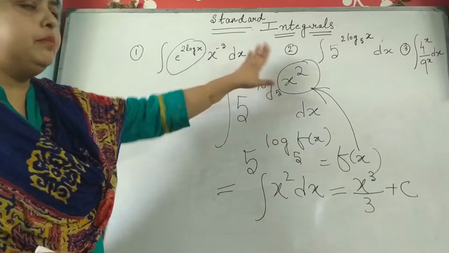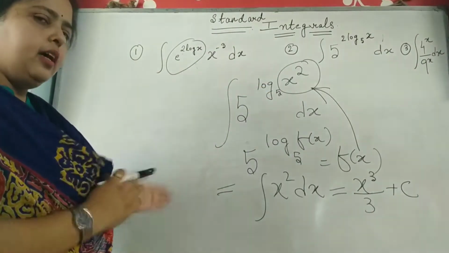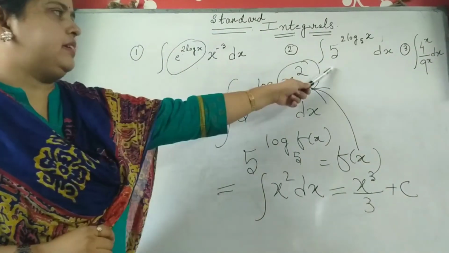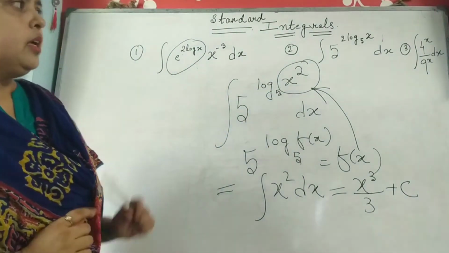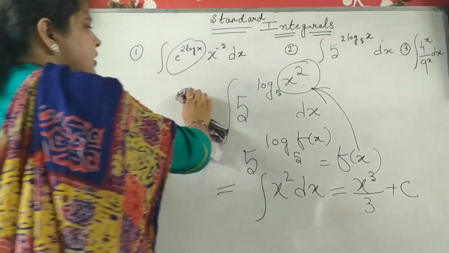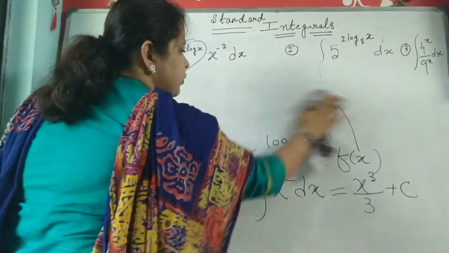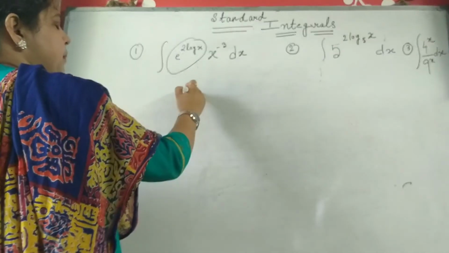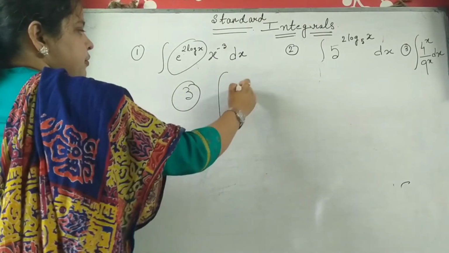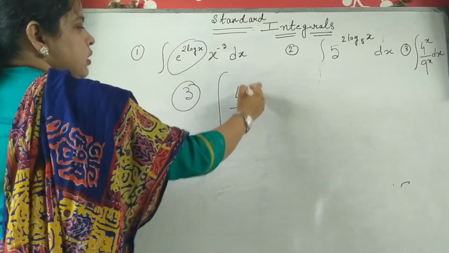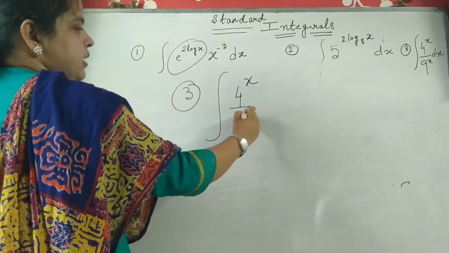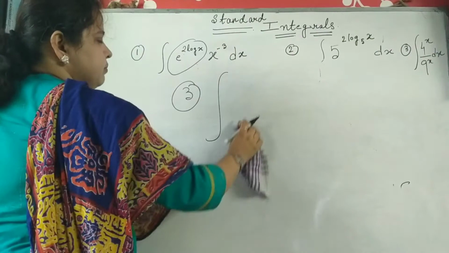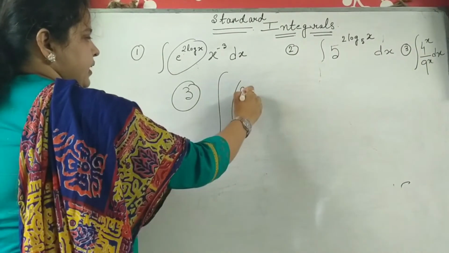The two problems I have chosen are actually of the same type but with different bases here. Okay, so after the first two problems, let us move down to the third one. For the third problem, we have 4 to the power of x, 9 to the power of x dx. Can we write all together? Yes, we can write that.